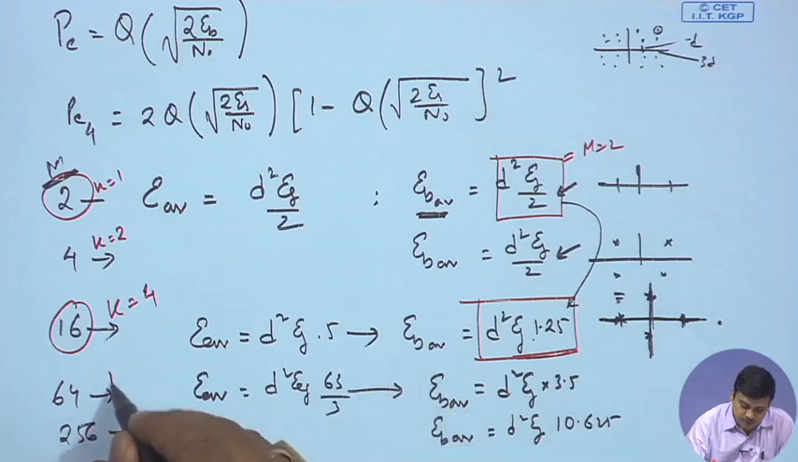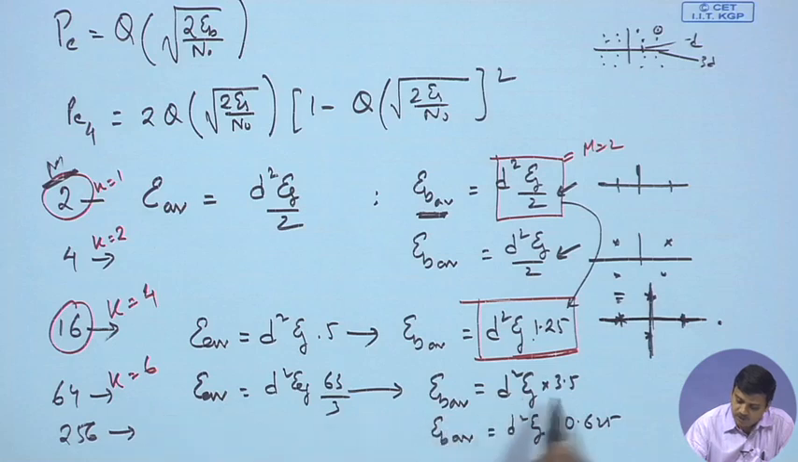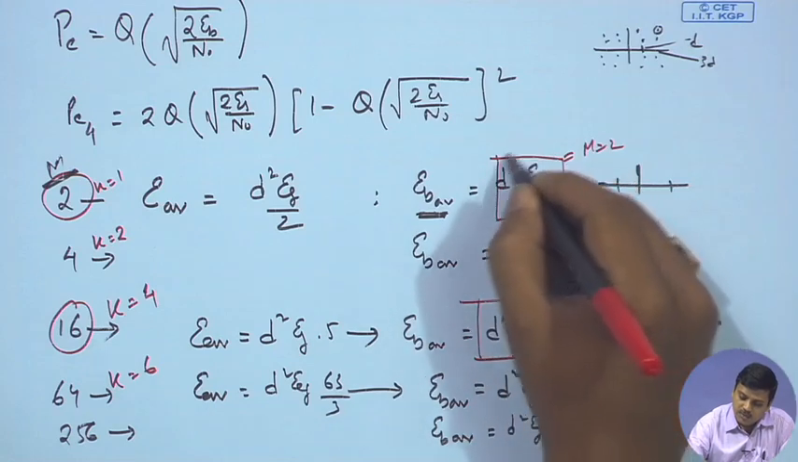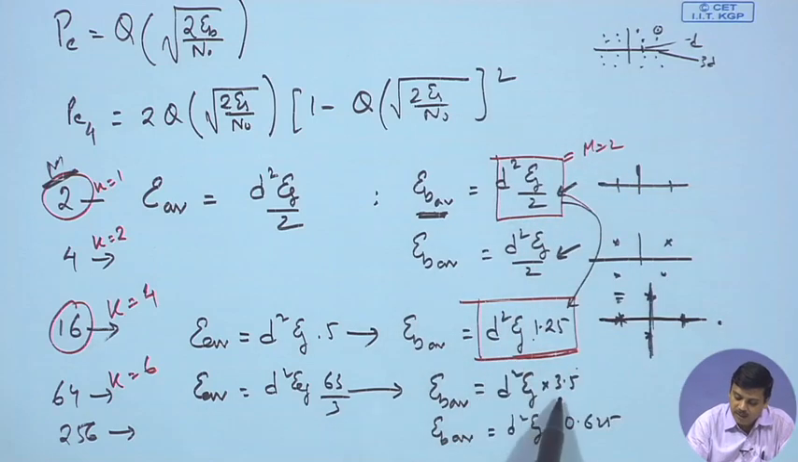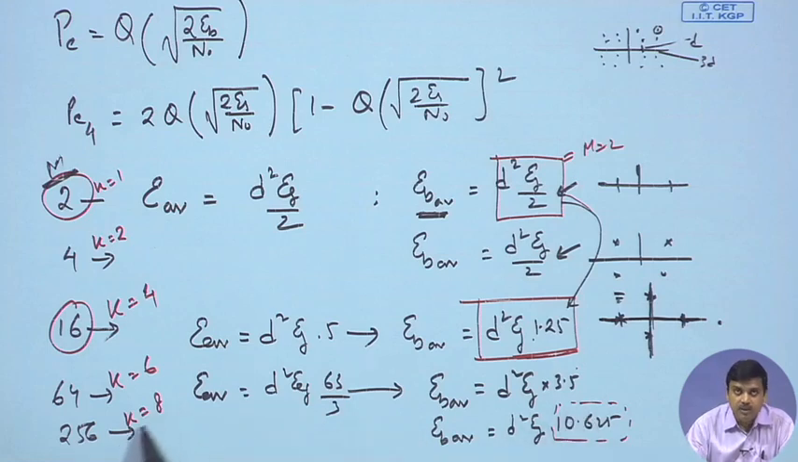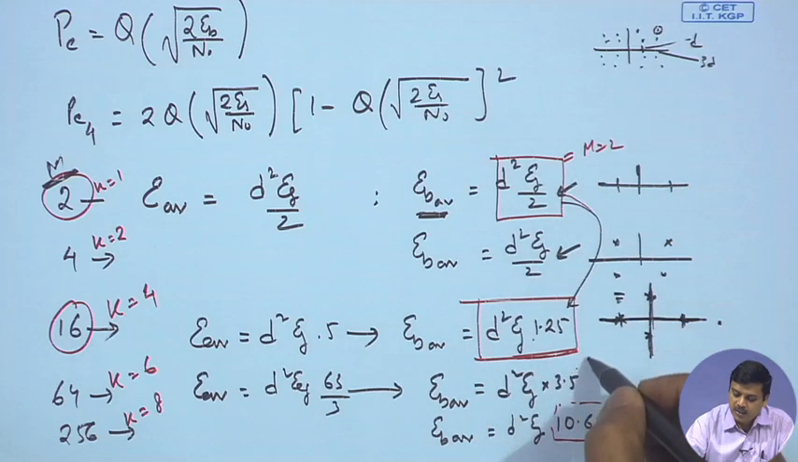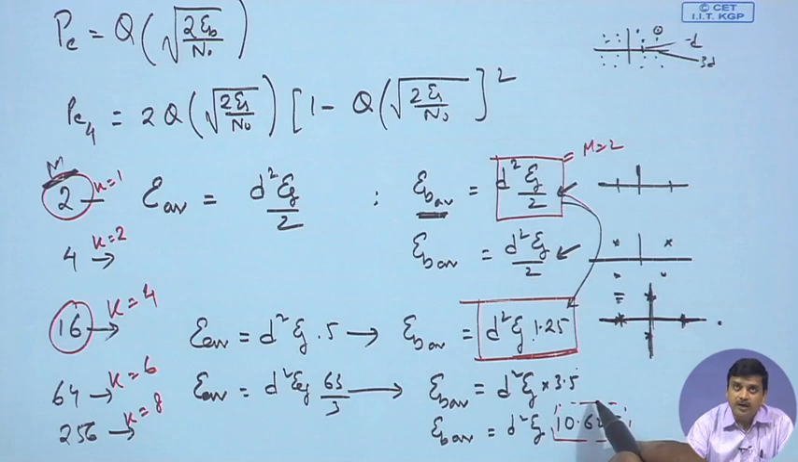If you go to 64 QAM, that means k is equal to 6, you will find that this requires 7 times more energy per bit compared to a binary PAM to maintain the same error probability. For 256, that means k is equal to 8, it requires nearly 21 times energy per bit. So, as we keep increasing the number of bits per symbol, the average bit energy keeps on increasing in a nonlinear fashion. There is a huge amount of excess energy per bit required. So, this is an important message that we need to take.